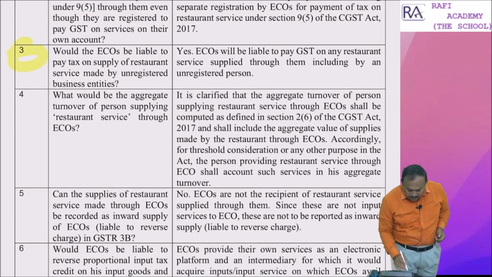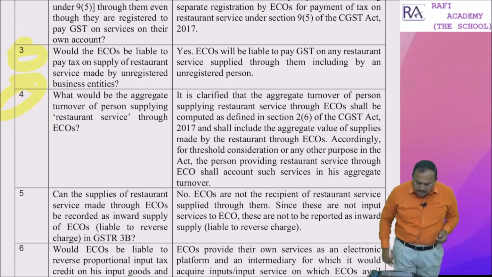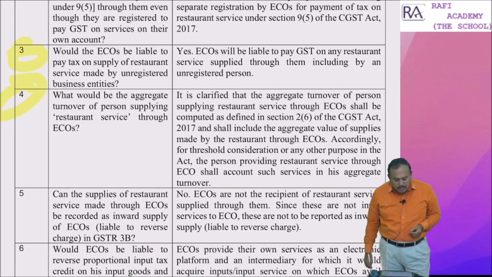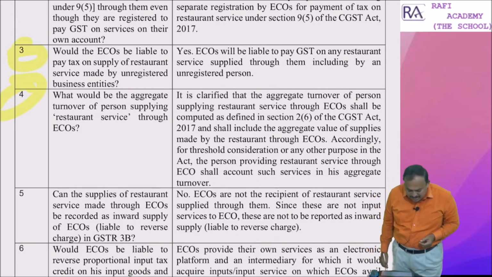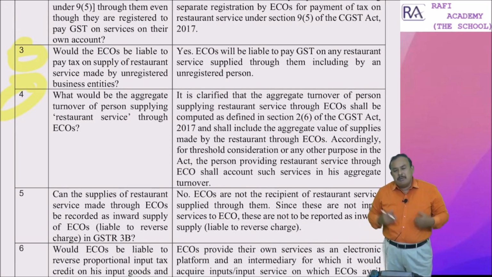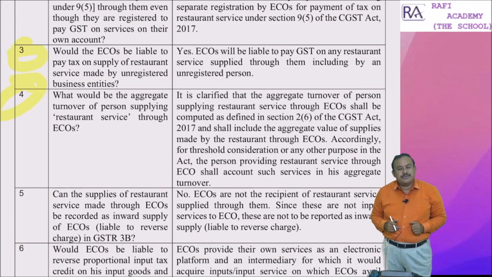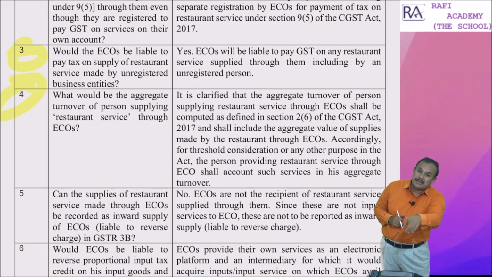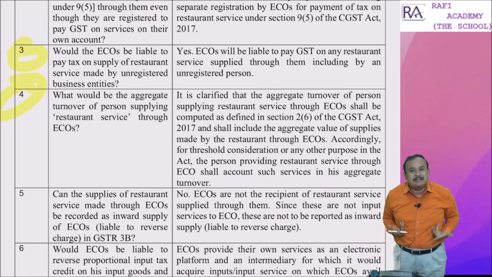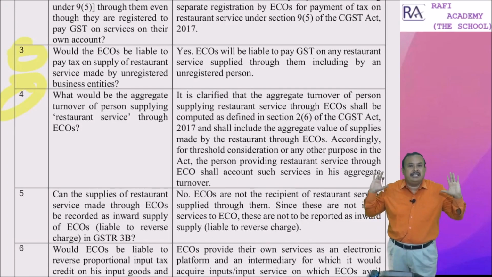Further, point number 4. What would be the aggregate turnover of the person supplying the restaurant services through an e-commerce operator? Raman providing restaurant services through the e-commerce operator is Raman's services only, which is taxable in the hands of the e-commerce operator, thereby exempted in the hands of Raman. It is the turnover of Raman only.